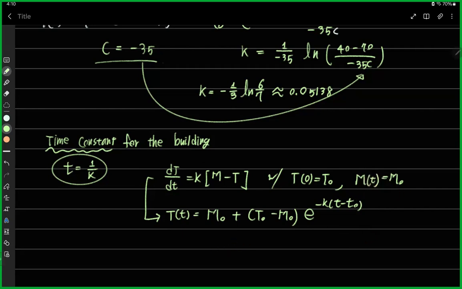Okay, so look at this. If T0 is greater than M0, what happens? Then T of t decreases. Either way, this term just goes to 0, right? Because this is an exponential function with a negative exponent, a decreasing function, so it approaches 0. So T of t approaches M0 anyway.